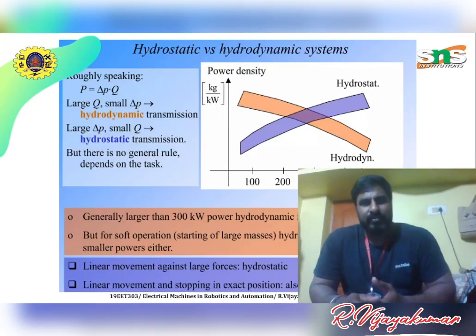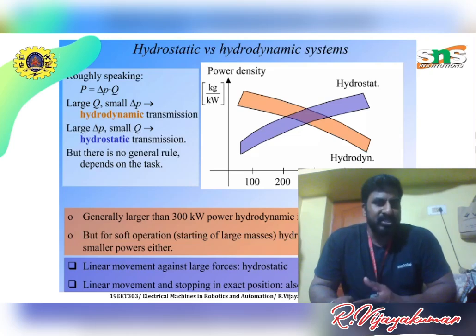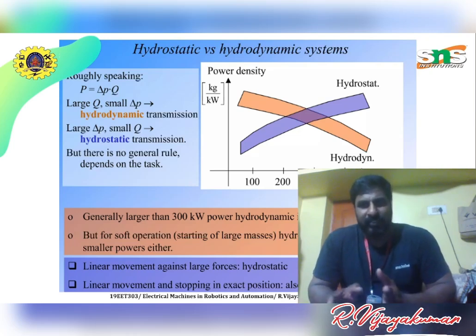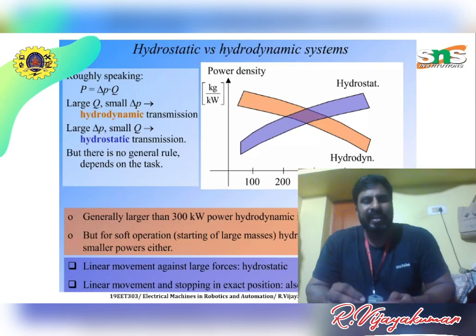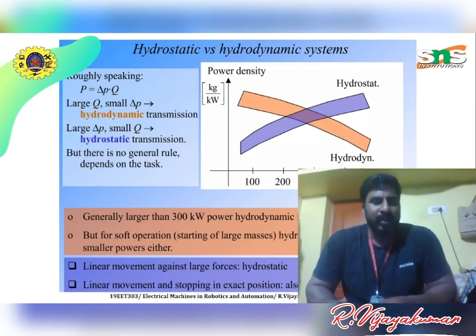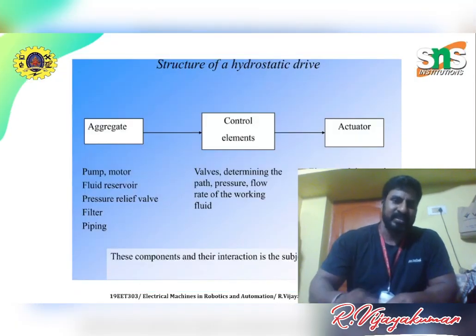For hydrostatic versus hydrodynamic systems, we are making a graph of power density, and the hydrodynamic and hydrostatic systems will have different characteristics. Generally, for power larger than 300 kilowatts, hydrodynamic is more favorable, and also for soft starting of large masses. Hydrostatic is used for smaller power.